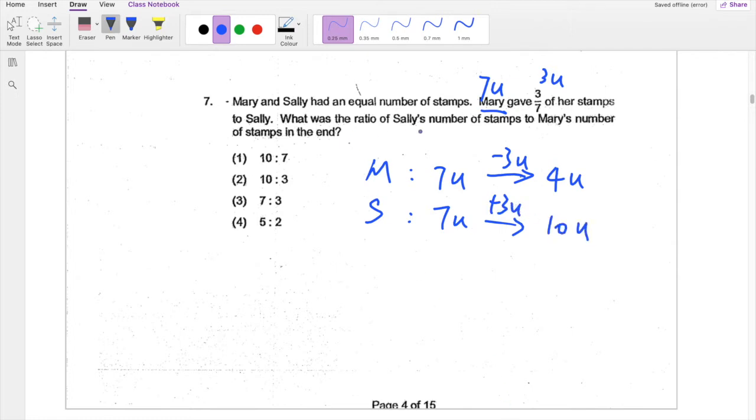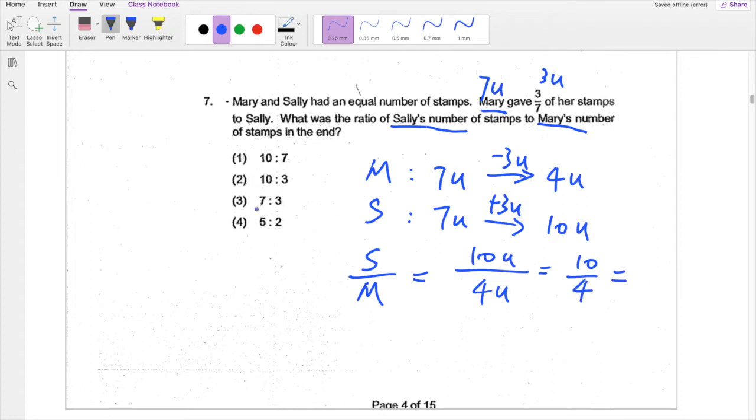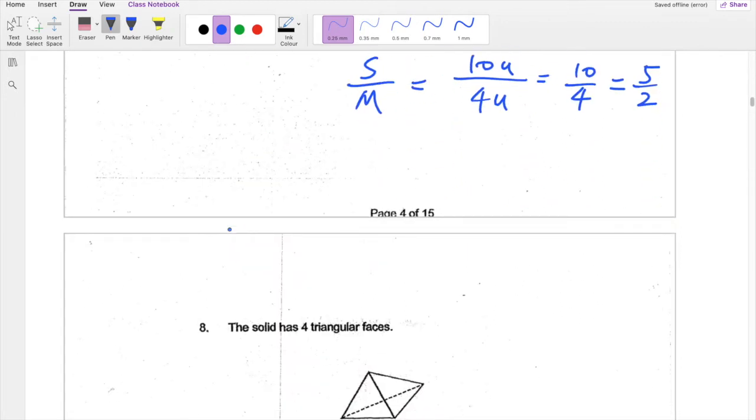Then it asks, what is the ratio of Sally's number to Mary's number? We need to see clearly who versus who. So here it is Sally to Mary. Sally to Mary is equal to 10U over 4U. This is the ratio of Sally to Mary, so 10 to 4, which is the same as 5 to 2. So this is a ratio problem.